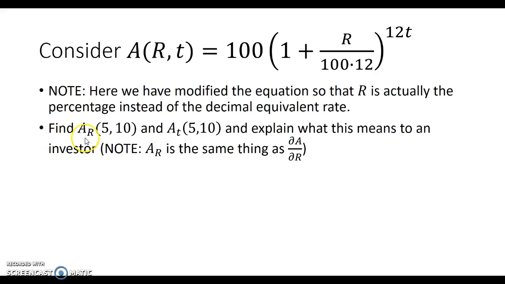Okay, so find A sub r of 5, 10 and A sub t of 5, 10 and explain what this means to an investor. So note that using this notation, just as a reminder, this is the same thing as saying partial of A with respect to r. Okay, so let's do this one first. Now, before we plug in any numbers, this implies that we're taking a partial derivative. What we want to do is first take the derivative before we plug in any values.